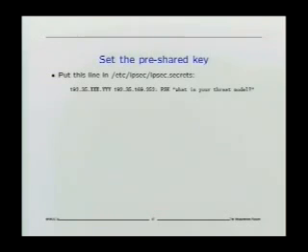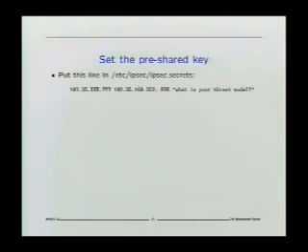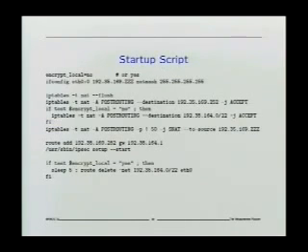Okay, so I'll resume the Linux thing here. By now you should have this config file downloaded and the pre-shared secret file set. Then here's a script which you can also download so you don't have to type all this in. After you download it, you'll have to change the Z's to match your secondary IP address.